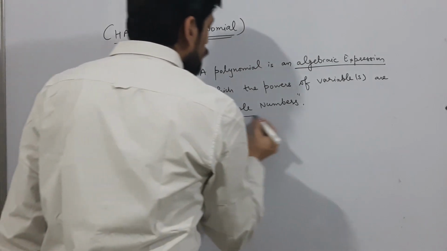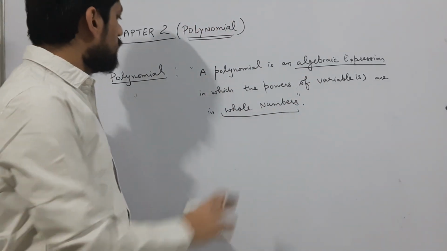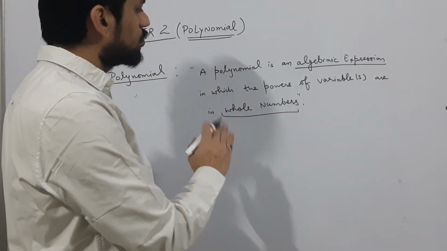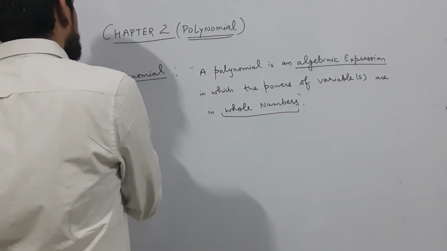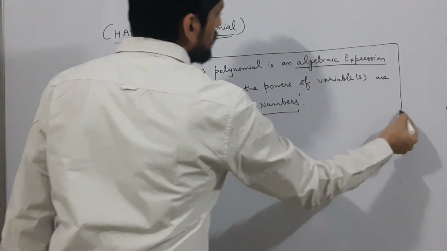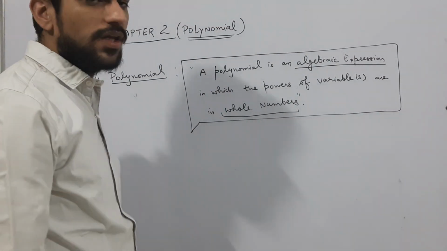In the book you will find non-negative integers by definition, but there is no problem in using whole numbers. Whole numbers and non-negative integers mean the same thing. They include 0, 1, 2, 3, 4 and so on, these types of numbers. So this is the definition of polynomial. A polynomial is an algebraic expression in which the power of variables are in whole numbers.